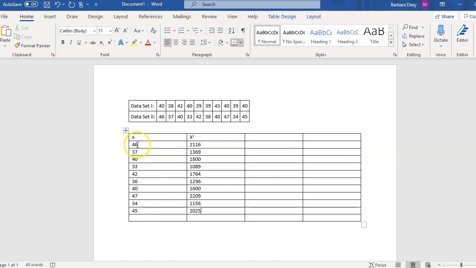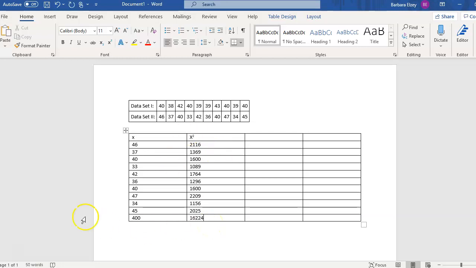Now once we've got these two columns, we're going to add both columns up. I'll begin by adding all of these numbers in the x column, 46 plus 37 plus 40, all the way down to 45. When I sum up this column, I get 400. Now we're going to sum up the x squared column. So we're going to add 2116 plus 1369 plus 1600, all the way down to 2025. And this gives us 16,224.